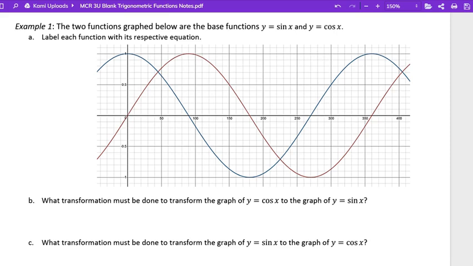If there was a phase shift to the left, you would say it's a 40-degree phase shift to the left. So you always actually have to give the direction.